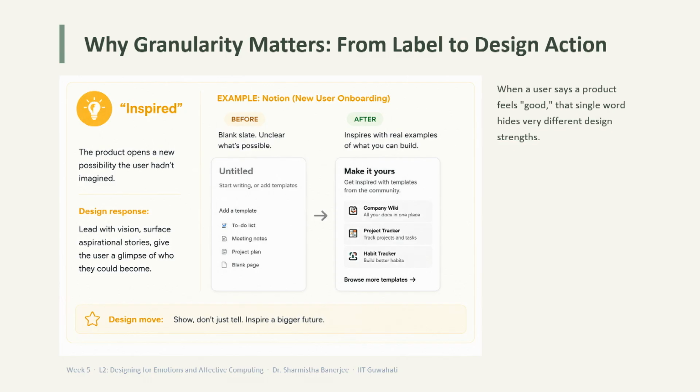We had discussed this briefly in our previous lecture. Now, let us look at it in greater depth by using some design examples. So, we were talking about when a user says a product feels good, that single word hides very different design strengths. So, we will take an example of 4 different strengths. So, the first one being inspired.